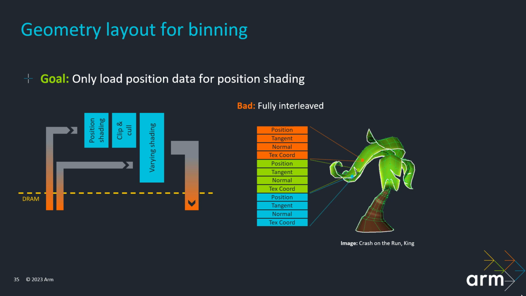The traditional way of passing in input data is to use fully interleaved vertices. So just have a single array of structures. In this case, we have a position, tangent, normal, and texture coordinate just interleaved. The downside of this approach is that when you run the position shader and you fetch position, DRAM is optimized for fetching large bursts. So we're going to fetch a 64-byte line out of DRAM, and that line is going to contain position, tangent, normal, and texture coordinate, even though we don't need most of those for position shading.